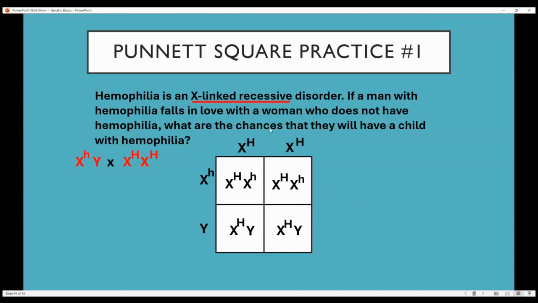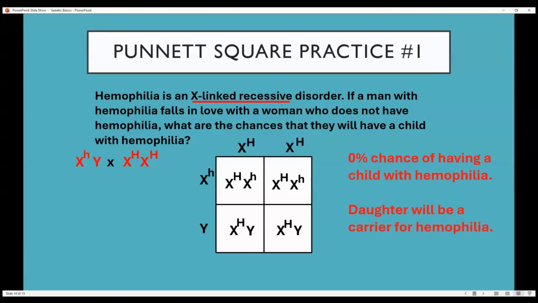So now, what are the chances that they will have a child with hemophilia? Because it is an X-linked recessive disorder, they will not have a child with hemophilia. 0 chance. But if they have a daughter, then she will be a carrier for hemophilia. But the sons, for example, will not have this disorder and they cannot be a carrier. Because it's an X-linked recessive trait, they would need the recessive allele in order to have that trait.